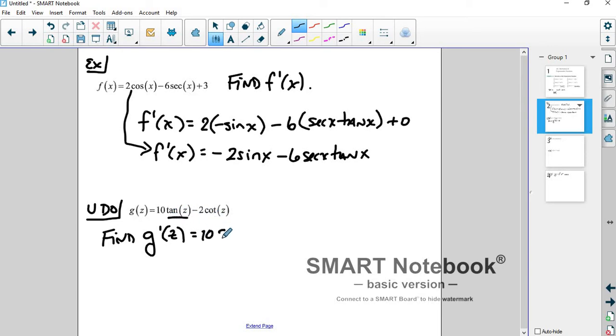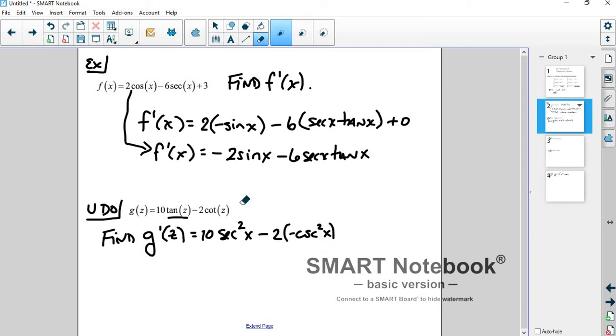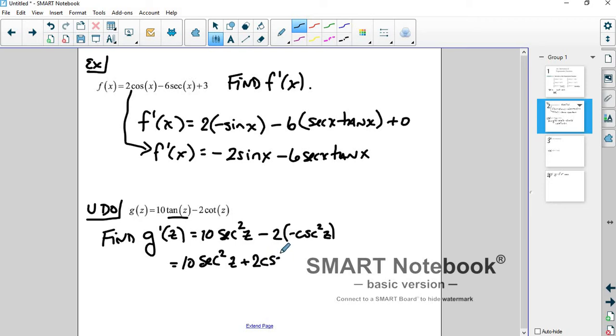Secant squared, so we end up with 10 secant squared of x minus 2. What's the derivative of cotangent? Negative cosecant of x squared, and these are not x's, they're z's. I did it again. So be careful. My MyLab, remember, my MyLab's picky. You got to use the right variable, so make sure you're paying attention there as I demonstrated how not to do it. So you get 10 secant squared of z plus, two negatives make a plus, 2 cosecant squared of z. All right?